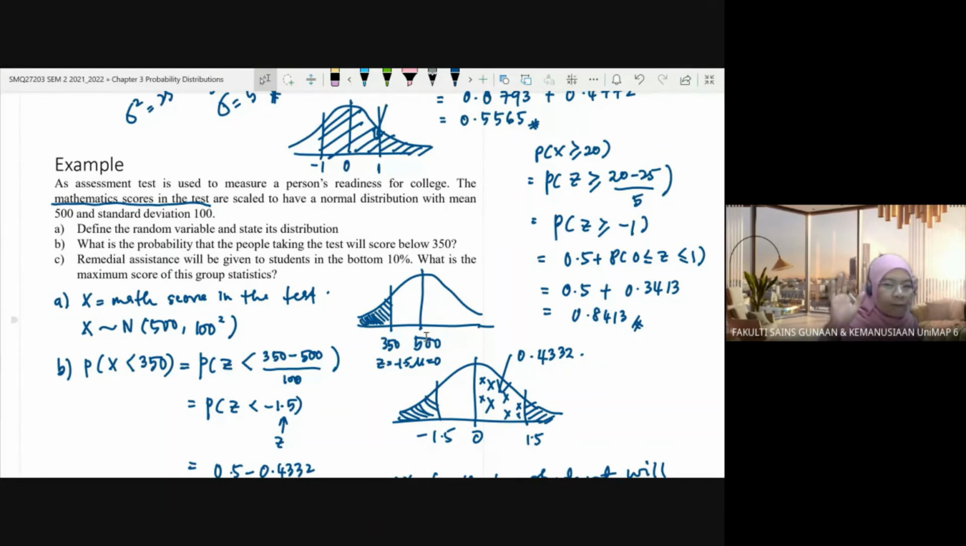If students are in the bottom 10%, they will be given remedial assistance. What is the maximum score for this group? For this group statistic? Okay, so the question asks you what would be the maximum of the lowest value of the math score for those students who will get remedial assistance.